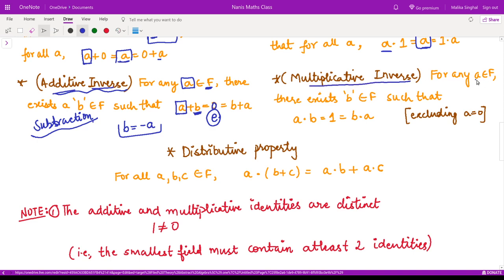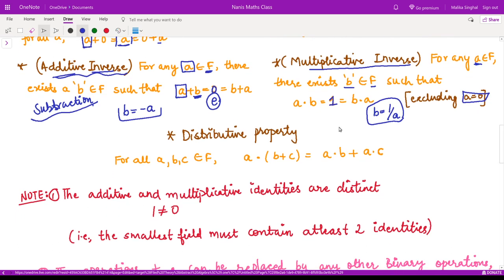That means for any number A in the field F, you have another number B in the field F such that their multiplication is equal to the multiplicative identity of the field, that is equal to 1. So here B is equal to 1 upon A. And this property is true only for non-zero numbers, because the multiplicative inverse of 0 is not defined, 1 upon 0 is not defined, right?